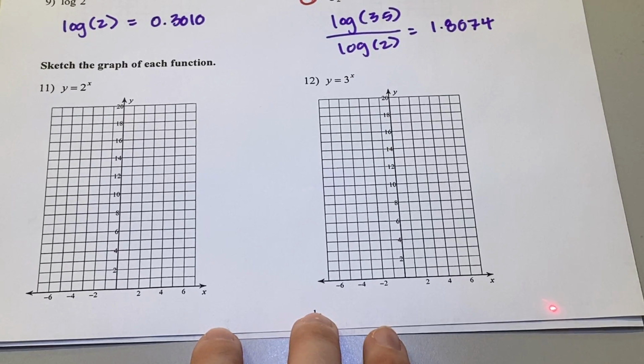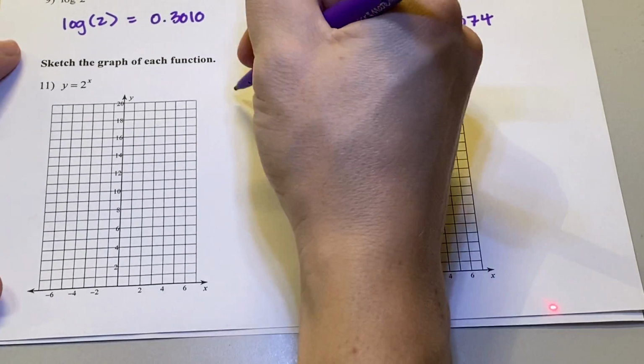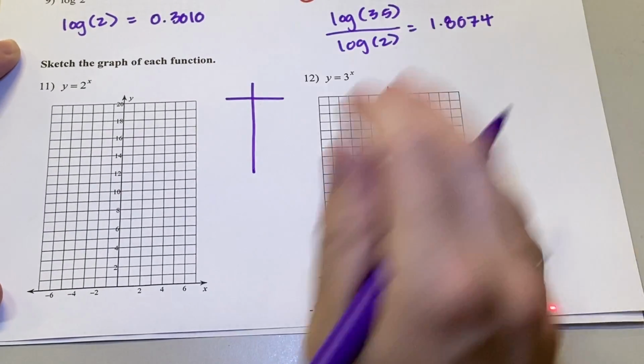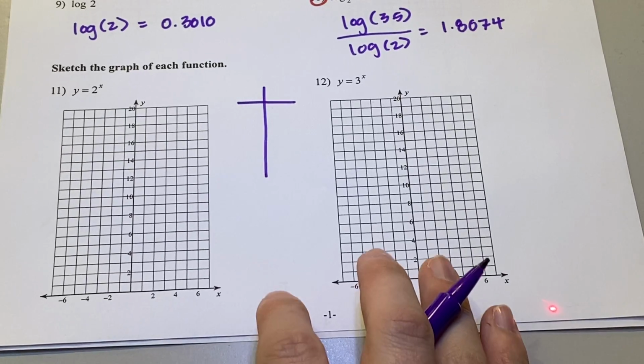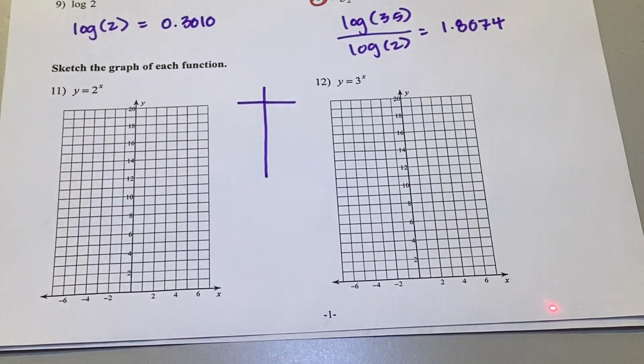11 and 12. Are these guys in log form? Do you see the word log on those guys? Nope. They're in exponential form, which is great. So we are going to graph these. These are the opposites of our logs. Which letter, X or Y, is in my exponent spot?